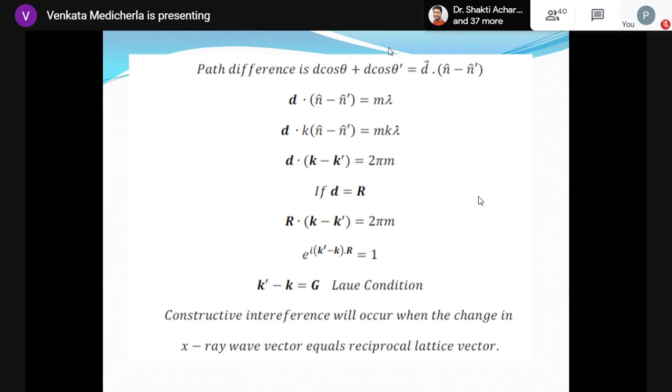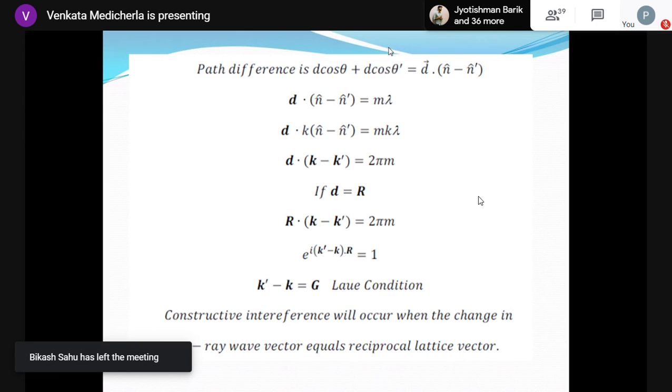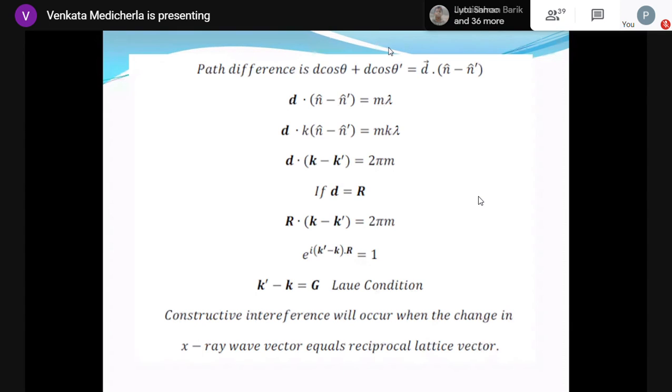As I already told you, we are considering elastic scattering. That means there is no change in energy, so no change in the magnitude of k. The k vector direction changes, but the magnitude doesn't change. That means the magnitude of k is the same as the magnitude of k prime. That's the elastic condition. But k minus k prime cannot be net zero, these are vector differences. It gives 2 pi m. Suppose for a crystal lattice, replace d with r.